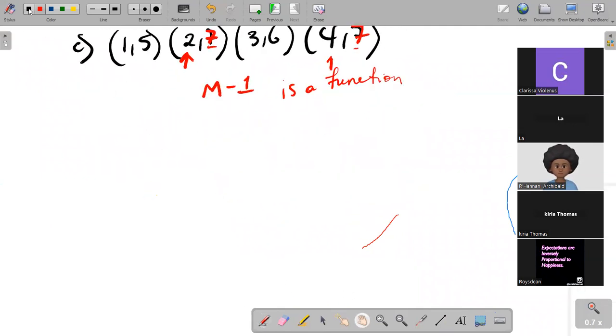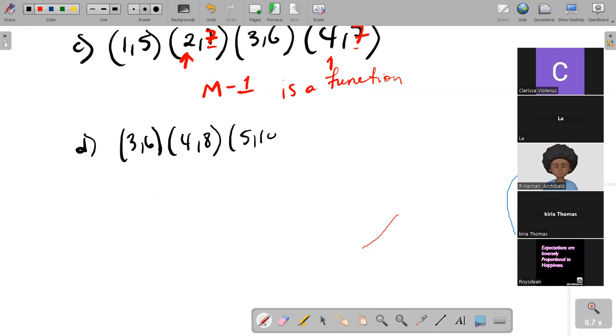Let's try another one. Practice makes perfect. We're going to do 2 more. 3, 6, 4, 8, 5, 10, 6, 12. Talk to me now. What type of relation is this?